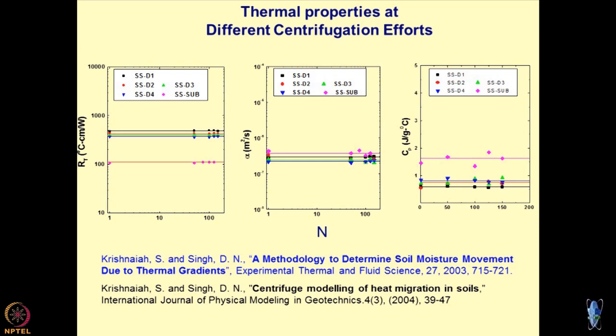This paper was published by Krishnaiah in Experimental Thermal and Fluid Sciences in 2003, A method to determine soil moisture movement due to thermal gradients. These are simple experiments which were done with good planning, and later on they became a path-breaking exercise. There is another paper which we have published, as I was discussing, Centrifuge Modeling of Heat Migration in Soils, by Krishnaiah and myself in the International Journal of Physical Modeling in Geotechnics. That was published in 2004.